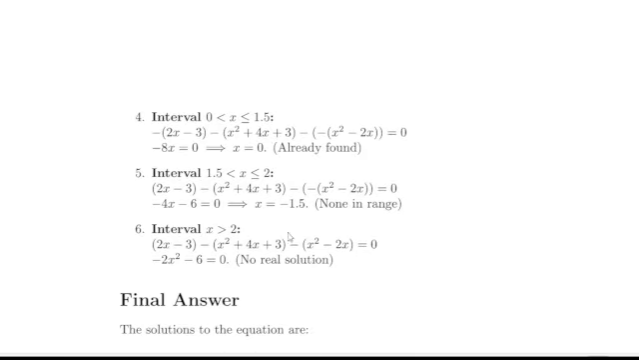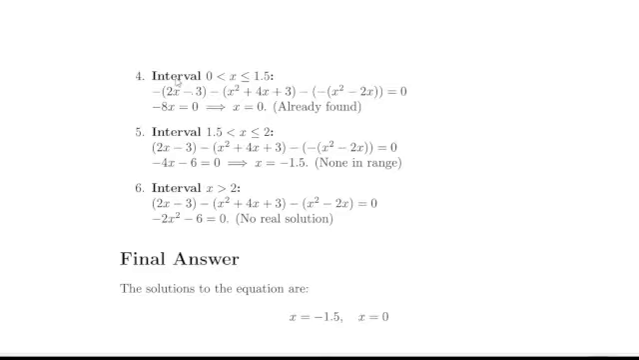The fourth interval is between 0 and 1.5. For this one, the first and last terms are negative, so we'll put a negative in front. And then the x squared plus 4x plus 3 is positive, so we'll just leave it alone. And so that simplifies to negative 8x equals 0 and gives us x equals 0. But notice that we already had x equals 0, and also 0 is not part of this interval. So really this didn't give us any information that we didn't know already.